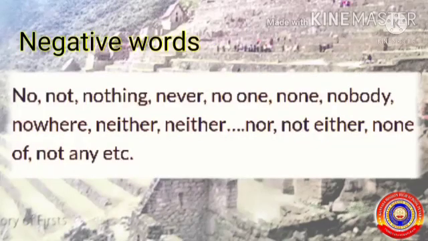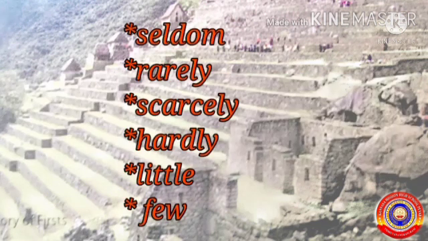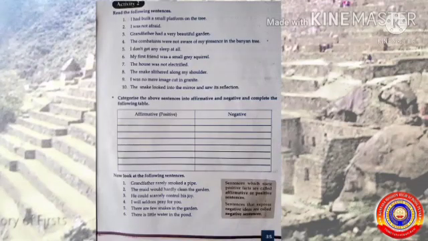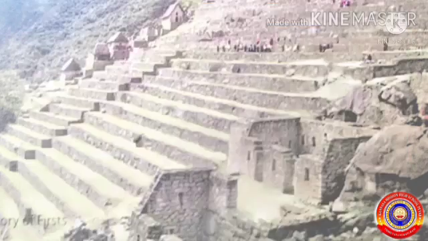Words that make the sentence negative are no, not, nothing, never, no one, none, nobody, nowhere, neither, nor, either, none of, not any, etc. Seldom, rarely, scarcely, hardly, little, few are also words that make a sentence negative. Now try to do the activities in your textbook on page number 35 and 36.